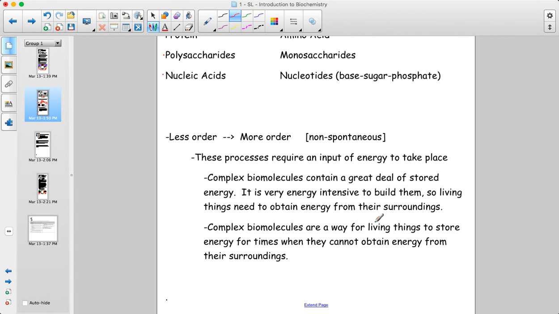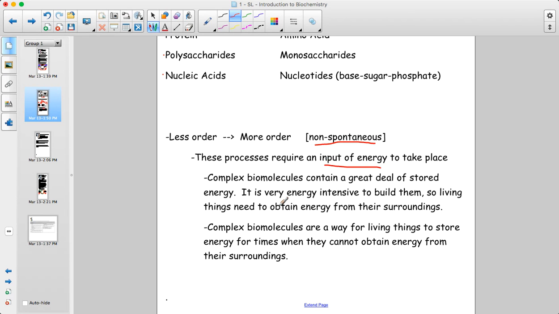Those are some examples that we'll look at more closely. And overall, if you think about it, you are going from small molecules to these very complex large molecules. And so that's a process of going from a lot less order to much more order. And so a lot less entropy really means it's going to be non-spontaneous to do this. We know that proteins and DNA and things, they don't just form on their own. You need to have very specific enzymes and things that make these processes happen. And so they require an input of energy for them to happen.